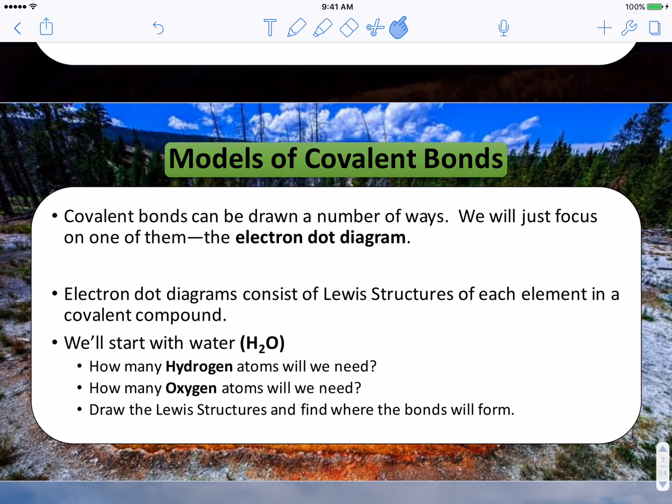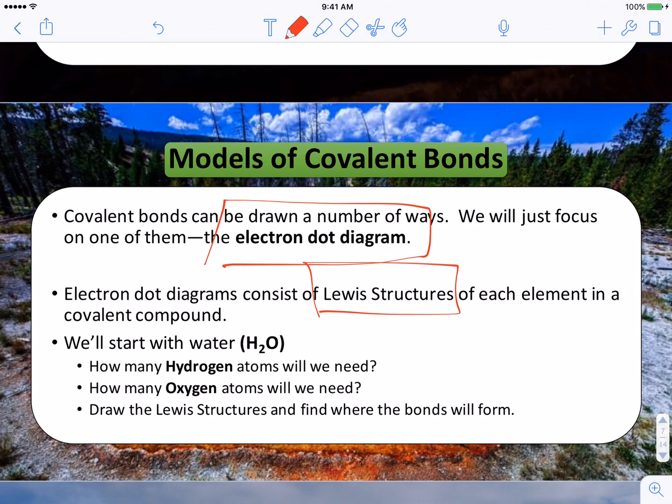Like I said earlier, covalent bonds can be drawn a number of ways. We're just going to focus on the electron dot diagram, which is what we've been doing the whole time, where we take Lewis structures of multiple atoms and draw lines and connect the dots.